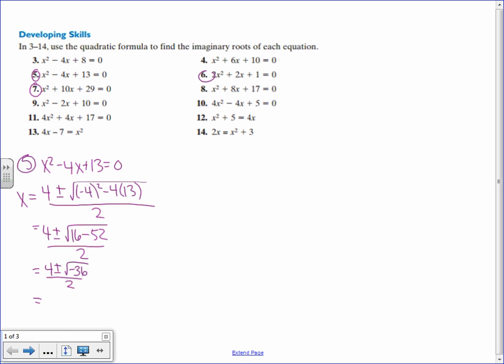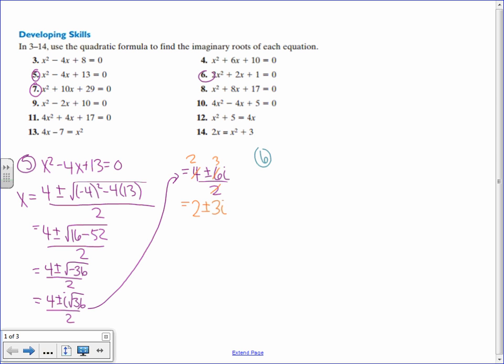We can take care of that by saying that this is i times the square root of positive 36. Anytime we have a negative under the square root, you can pull it out by using i. And then I can actually take the square root of 36. So this is going to be 4 plus or minus 6i all over 2. And then 2 can cancel into both of these. Here you're left with a 2, here you're left with a 3. So the answer is 2 plus or minus 3i.